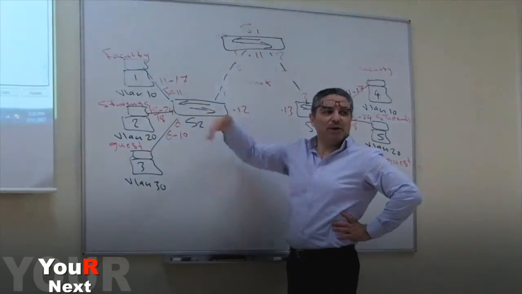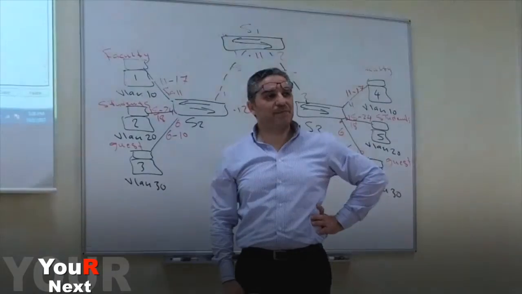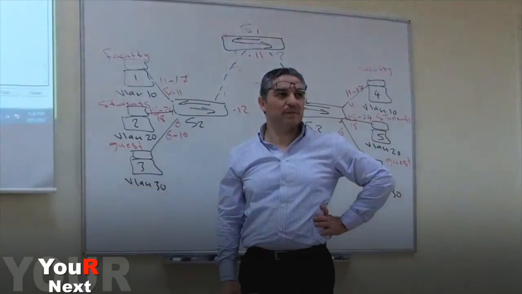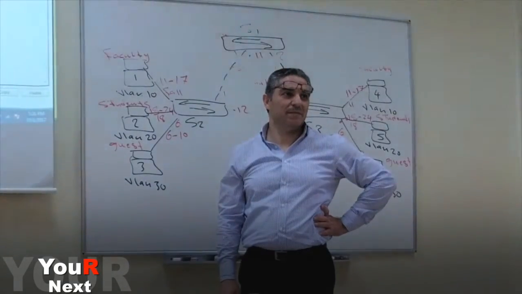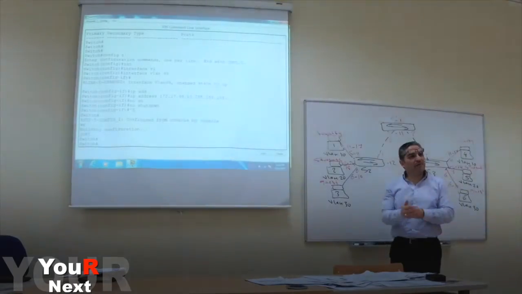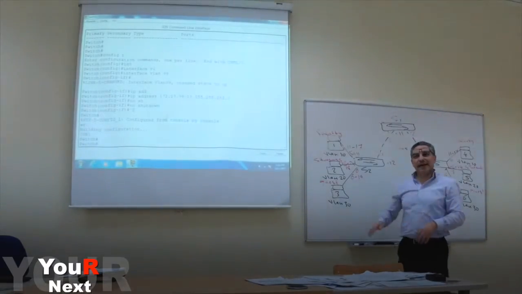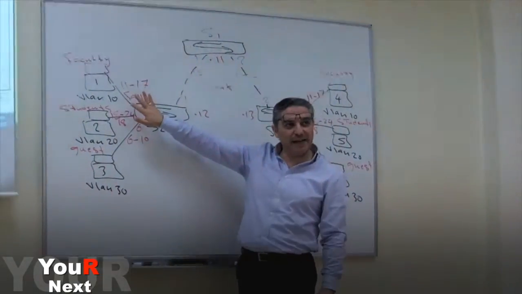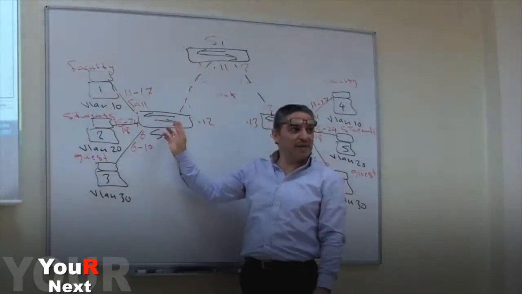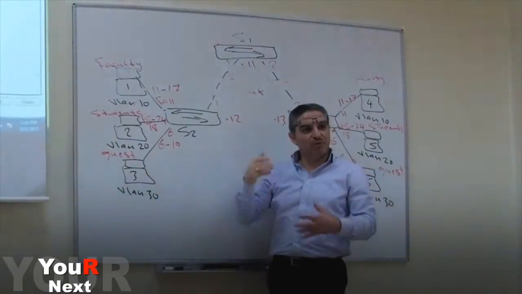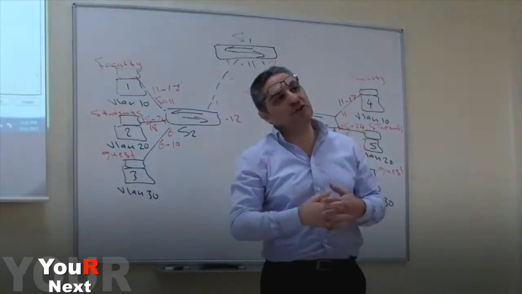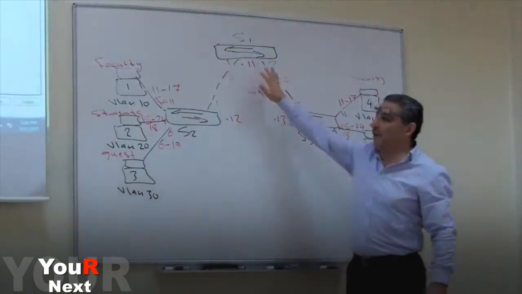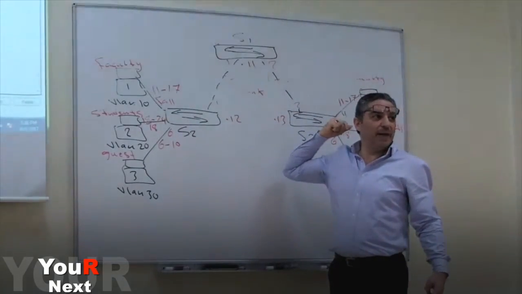The same configuration: go to configuration mode. Enable, config terminal, and set up the IP address inside VLAN 99: interface VLAN 99, IP address 172.17.99.12, 255.255.255.0, no shutdown. And finally, switch number 3. That's it. Each switch takes one IP address.